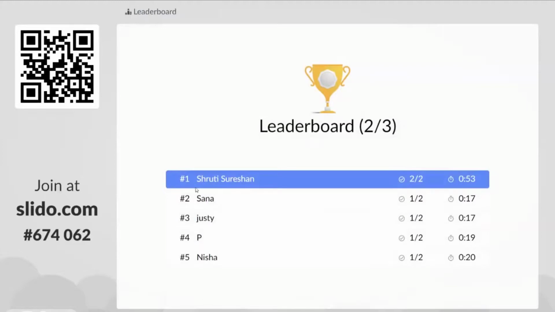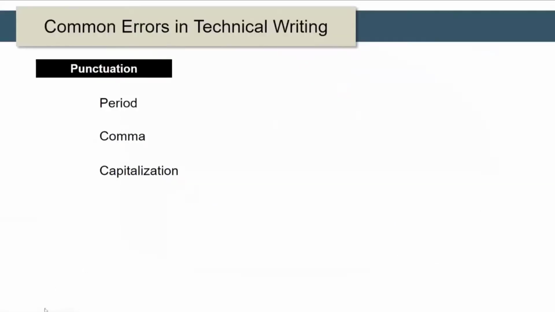This is the leaderboard. Shruti, Sana, Justy, P could have written his full name, his or her full name, and Nisha. Okay. Next is capitalization.